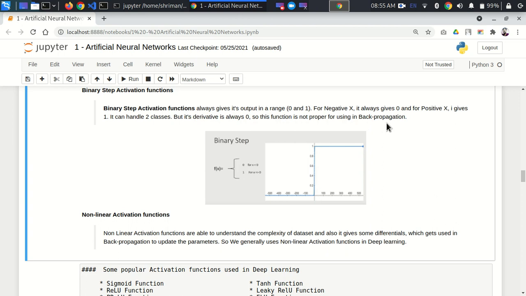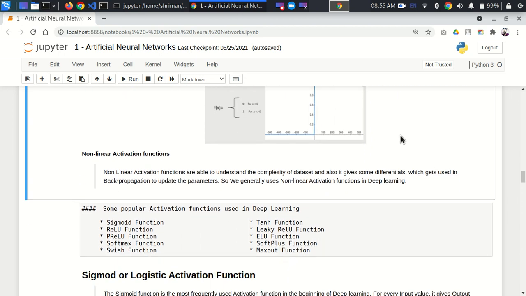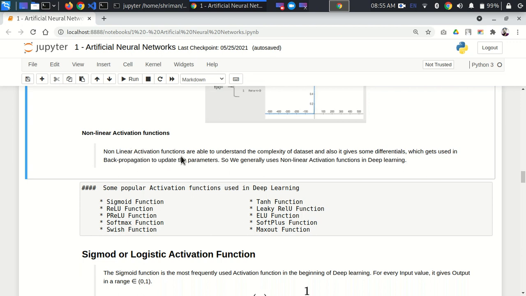And then they just left this function because it's not good for your use cases. Then non-linear activation functions come into the picture. Non-linear activation functions are able to understand the complexity of the data set, and they also give differentials which get used in backpropagation to update the parameters. So we generally use non-linear activation functions in deep learning.